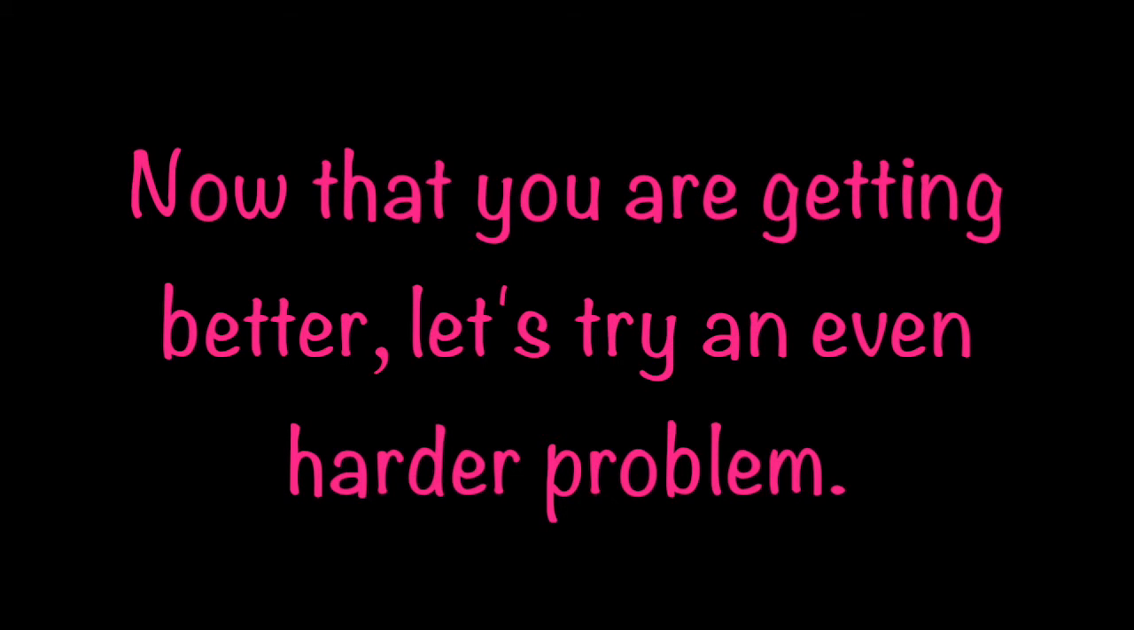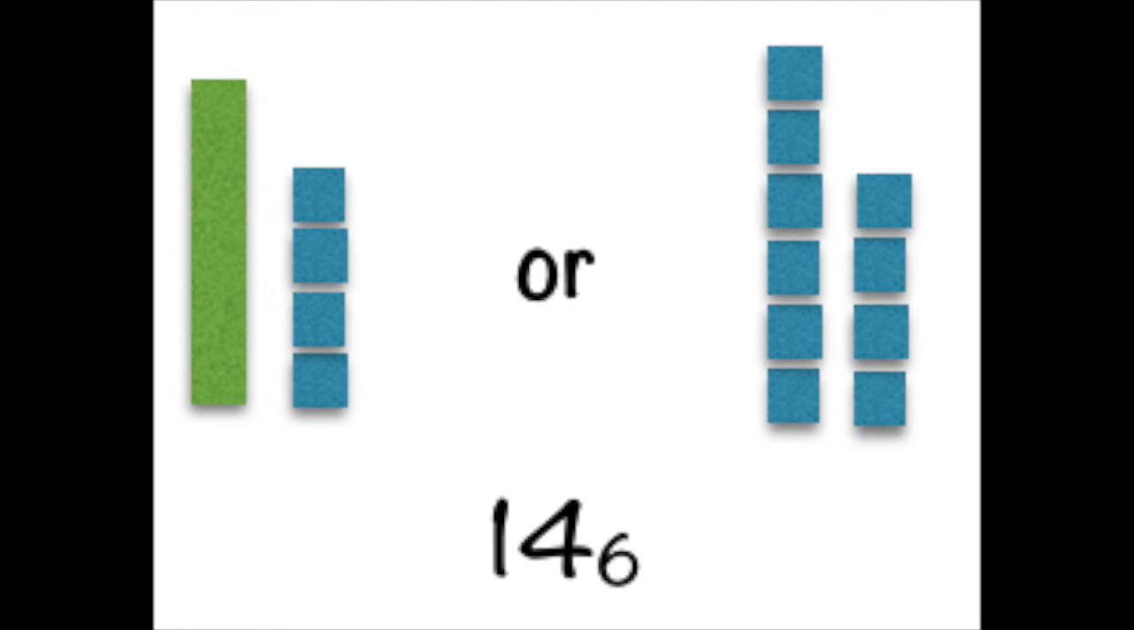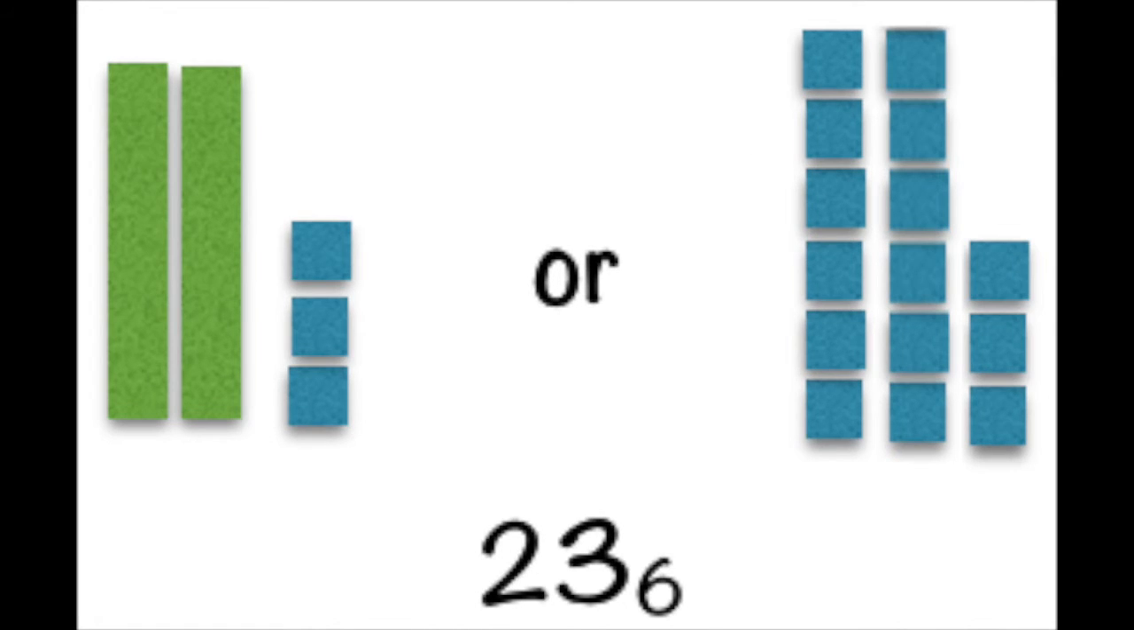Now that you are getting better, let's try an even harder problem. 1, 4 base 6 times 2, 3 base 6. 1, 4 base 6 is represented here by 1 stick and 4 units. Because there are 6 units in 1 stick, 1, 4 base 6 can also be represented by 10 individual units. 2, 3 base 6 is represented by 2 sticks and 3 units. Because there are 6 units in 1 stick, 2, 3 base 6 can also be represented by 15 individual units. In this problem, we are being asked how many blue units there are in 1, 4 base 6, or 10, groups of 2, 3 base 6, or 15.